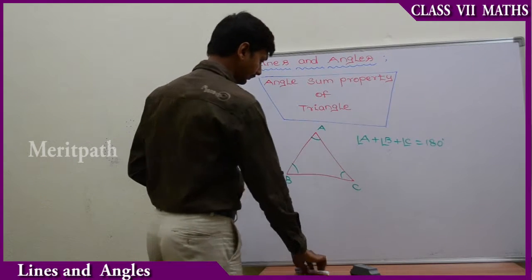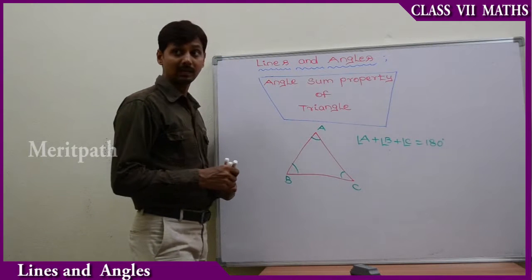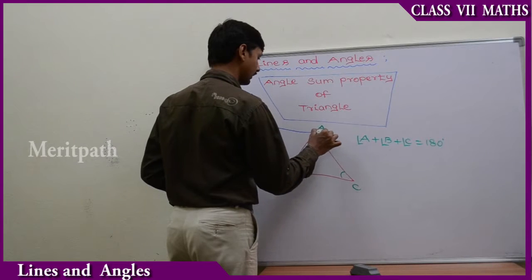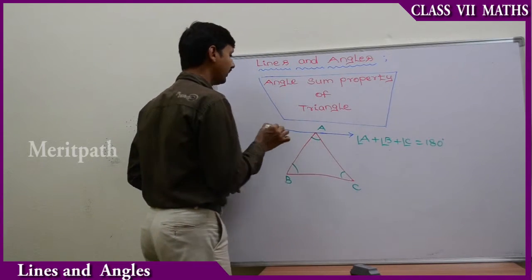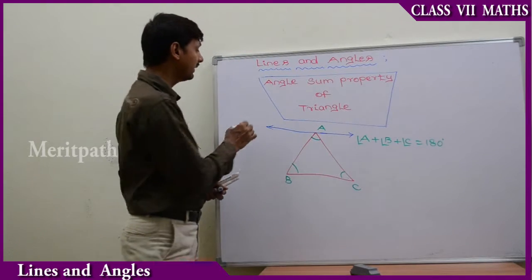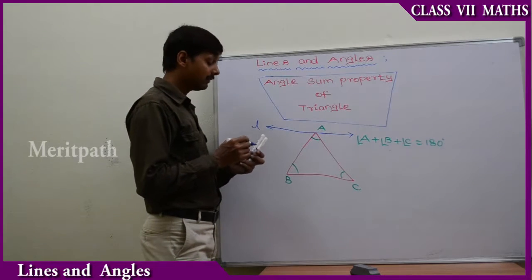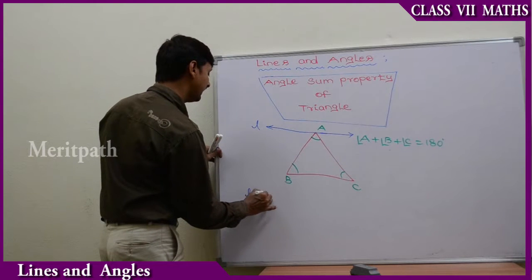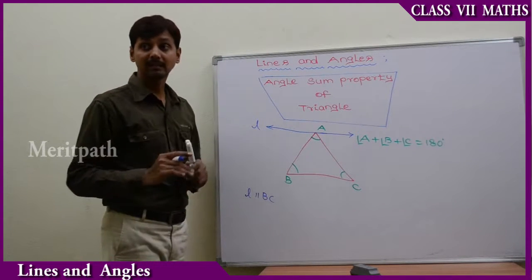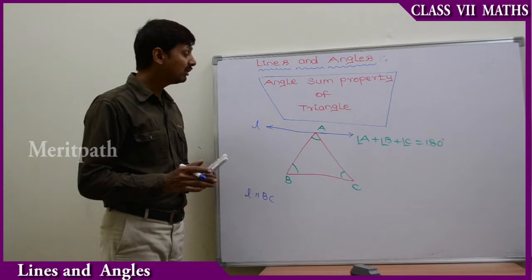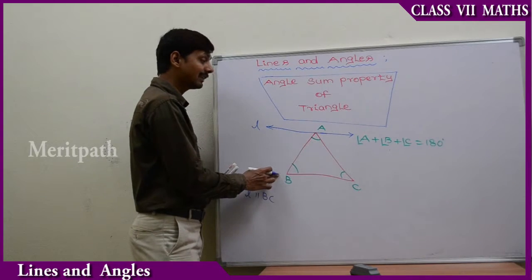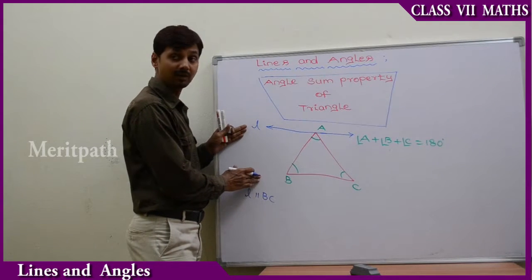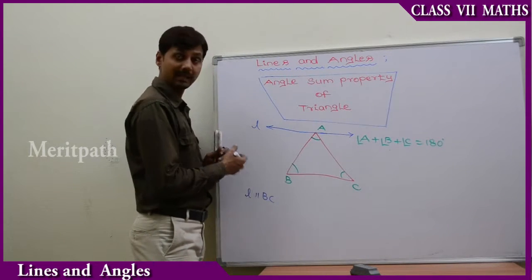And then if we draw a line parallel to BC through A, we have drawn a line through the vertex A, and the line L is parallel to BC. So the two lines are parallel to each other, and AC is a transversal to L and BC, and AB is also a transversal.